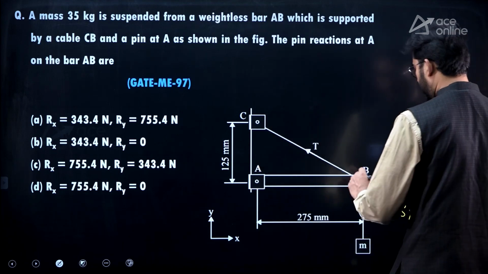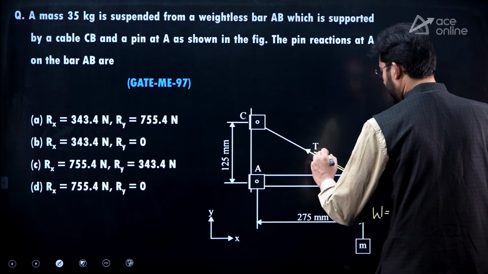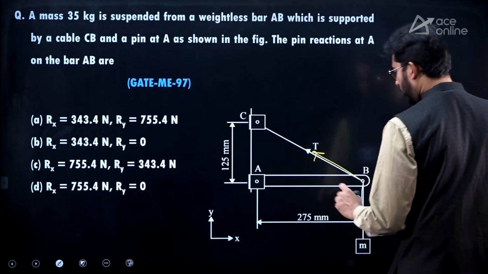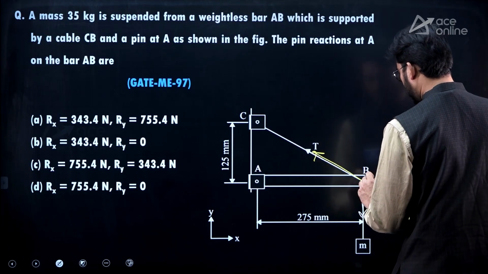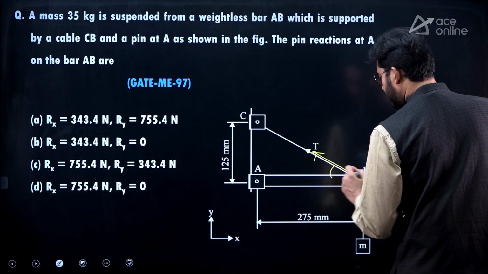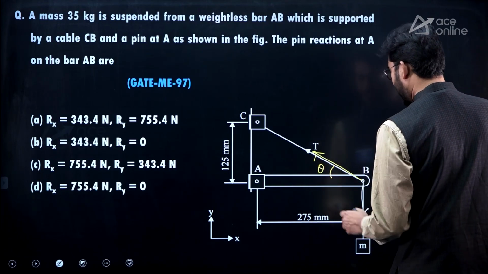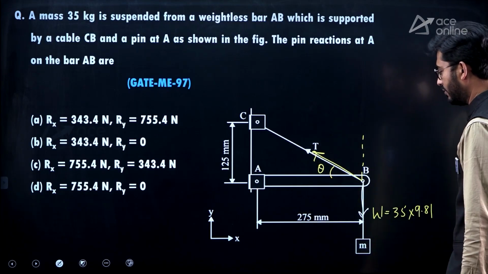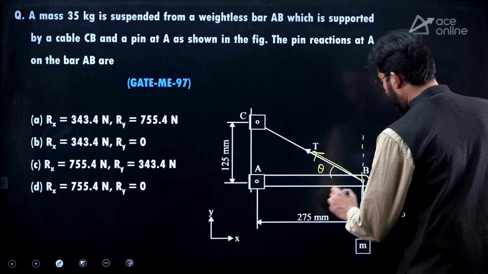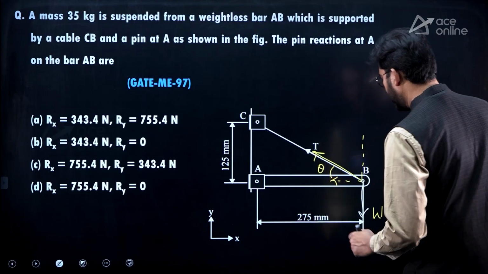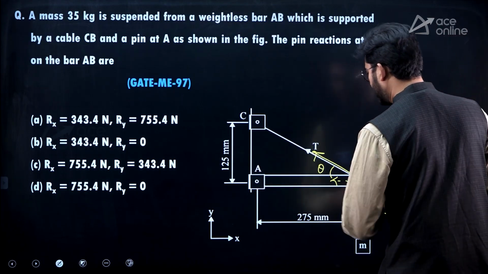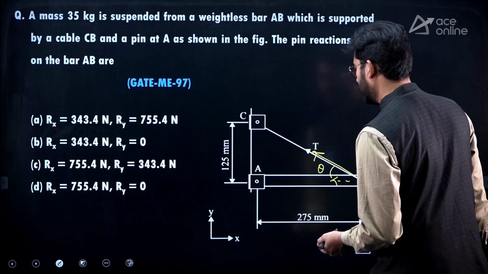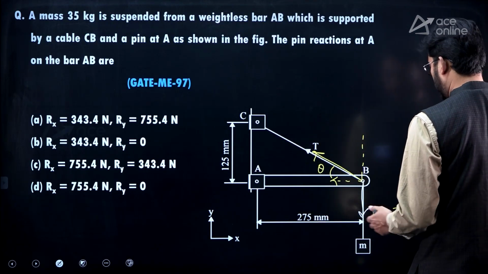So here basically the weight will be there, and another force, that is tension T, at some angle theta. The vertical component and horizontal component will be there for the tension, and along with that there will also be a reaction due to the hinge, and that needs to be calculated.